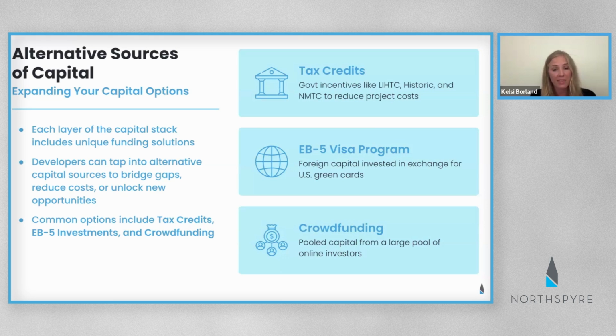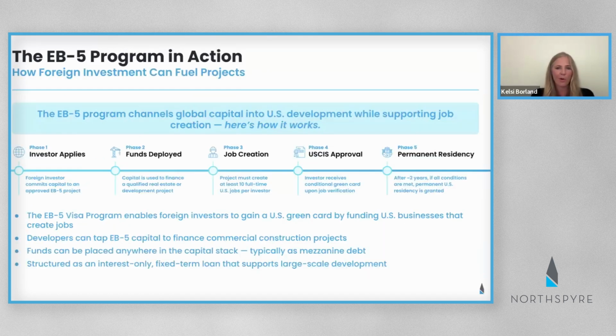I'm going to go over three that I think are really important: tax credits, the EB-5 visa program, and crowdfunding, which is definitely not a government funding tool, but is an alternative tool to raise money. I think all of these are really interesting opportunities, and they can help bridge funding gaps and reduce costs. So let's start with the EB-5 program.